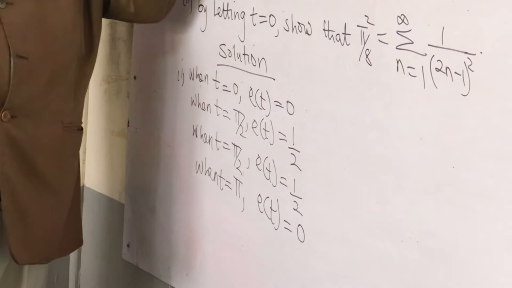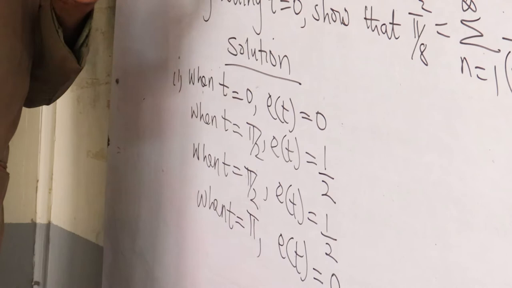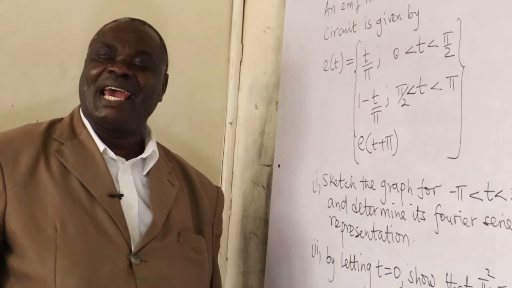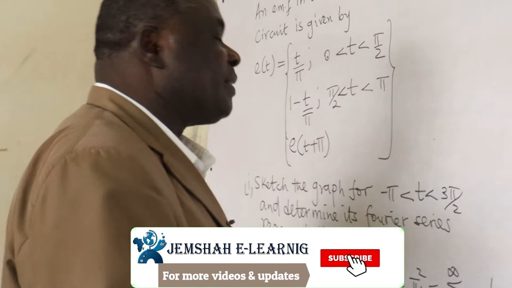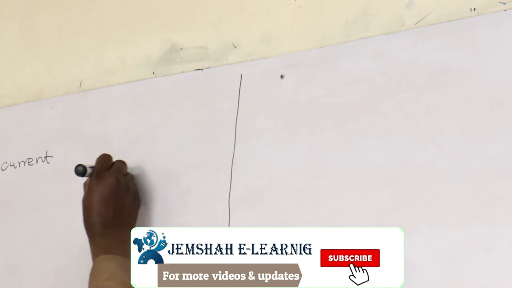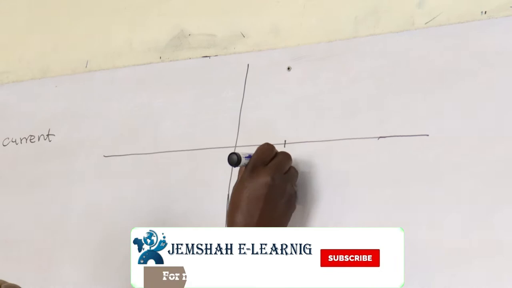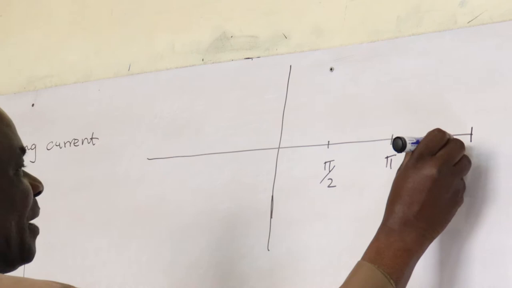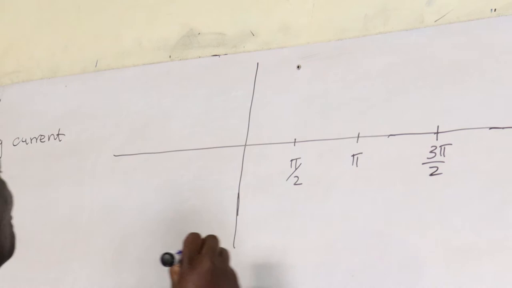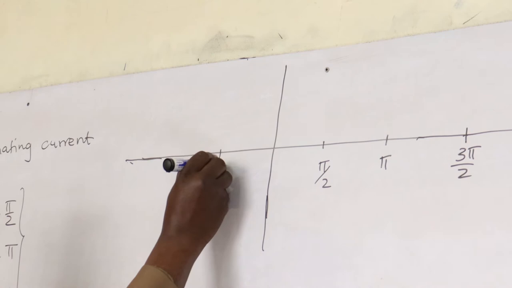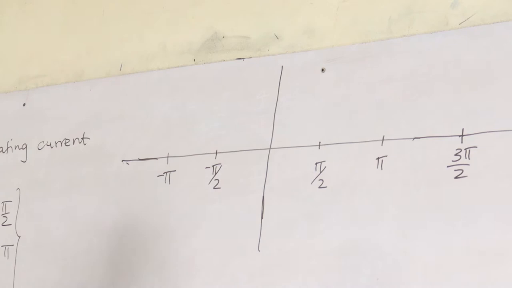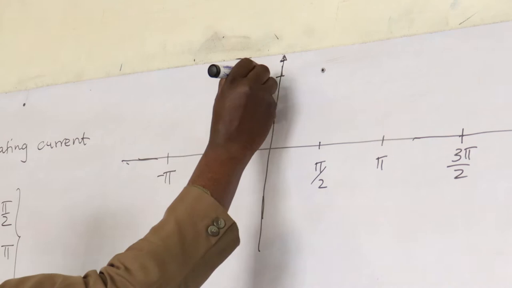So, since we are just having t power 1, these endpoints of ours will be joined by a straight line. If there was t squared somewhere, the endpoints will be joined by a curve. So, we proceed now and sketch our graph. We have pi all over 2 here. We have pi. We have 3 pi all over 2. Here we have minus pi all over 2. And here we have minus pi. So let's have a half somewhere there.